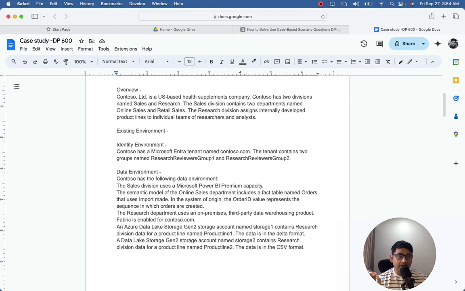Okay, how they are created, how they are related, what kind of data exist in those tables. Now, this is in the system of origin, the order ID value represents the sequence in which orders are created. Now you got the idea.